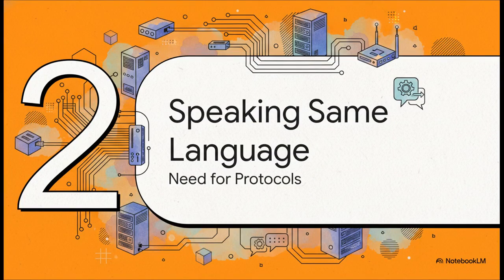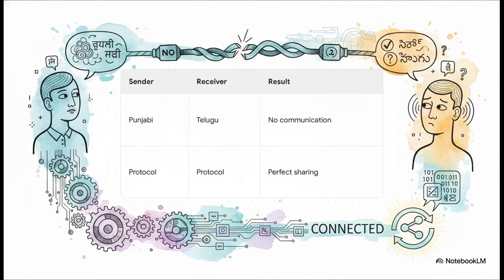Moving right along to Section 2, speaking the same language, the need for protocols. Let's look at a human example for a second. Imagine a phone call where the sender speaks Punjabi, but the receiver only understands Telugu. I mean, sure, a physical connection absolutely exists. They can hear each other's voices just fine, but there is literally zero communication happening because the receiver cannot comprehend the data. However, if both people use a standard protocol, like a shared language, boom, you achieve perfect communication and data sharing.